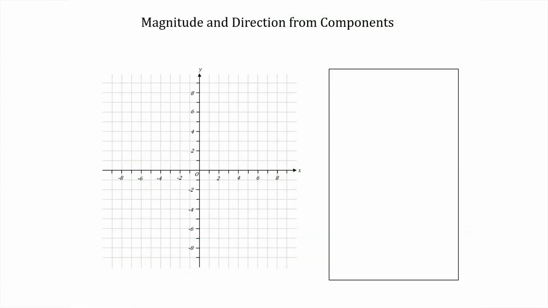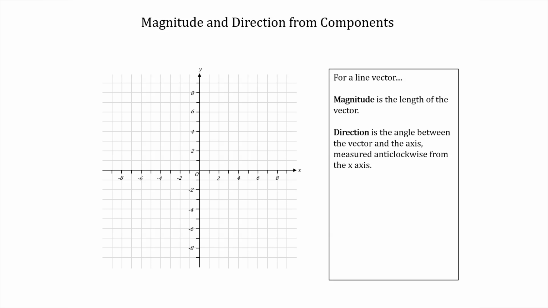In this video we'll discuss how to find the magnitude and direction of a vector given in component form. Let's start by reminding ourselves what we mean by magnitude and direction. Both of these are numerical values. For a line vector, magnitude is just the length of the vector. Direction is exactly what it sounds like, i.e. the direction the vector points in.